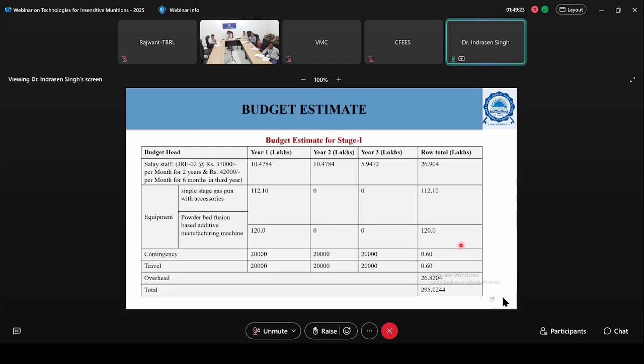So this is our funding requirement. We want to buy one single stage gas gun with accessories. This is where the major fund will go. We also want to buy one powder bed fusion additive manufacturing machine, and then 2 JRF. So this total amount will cost around 2.95 lakhs, including contingency, travel, and overhead.